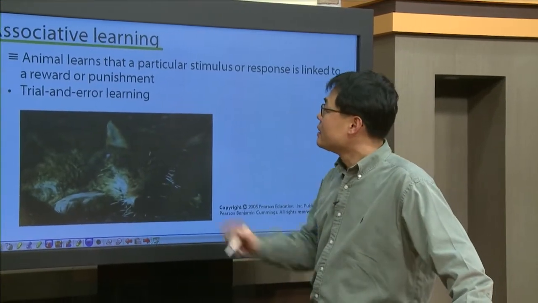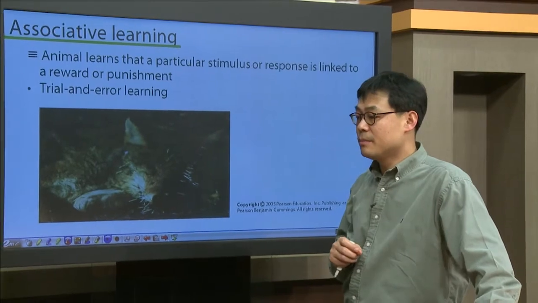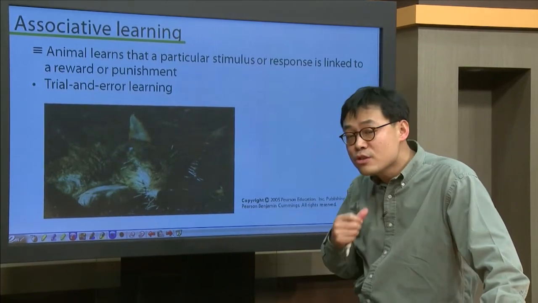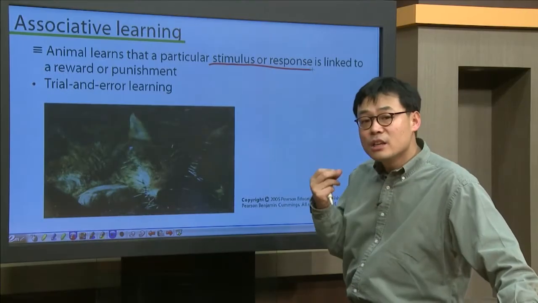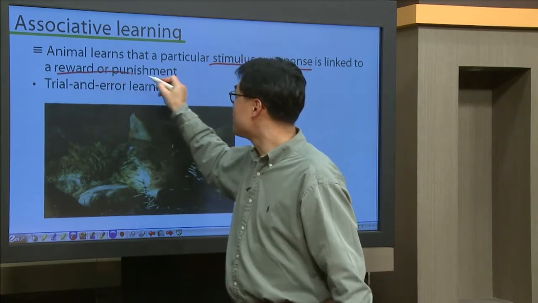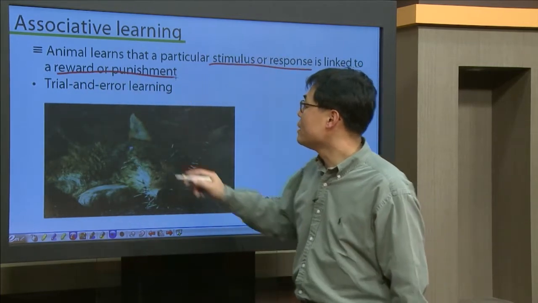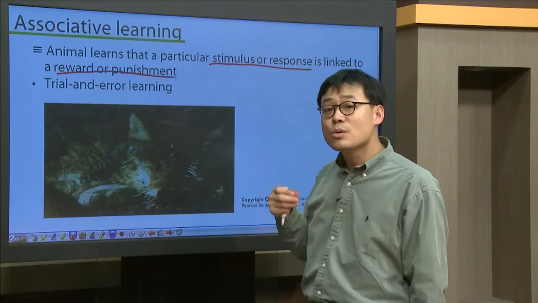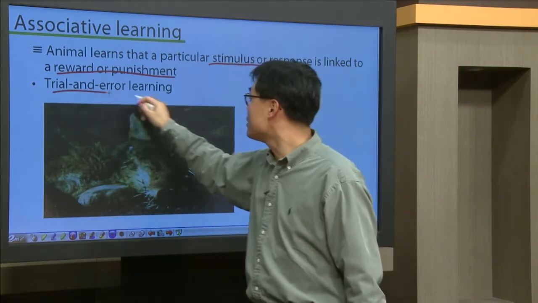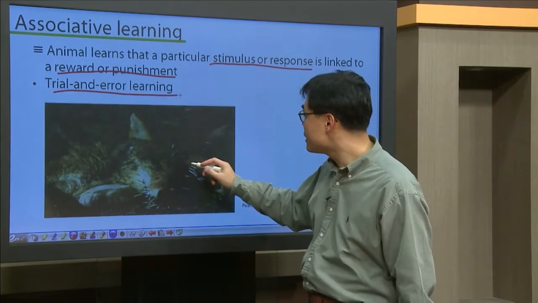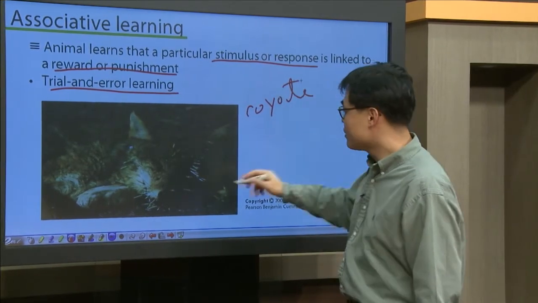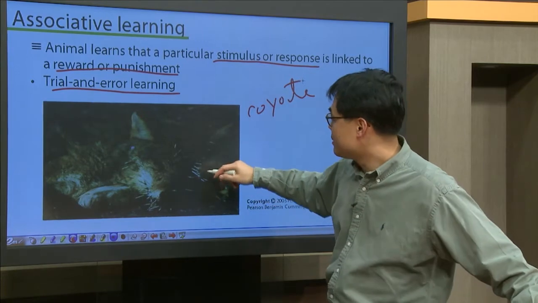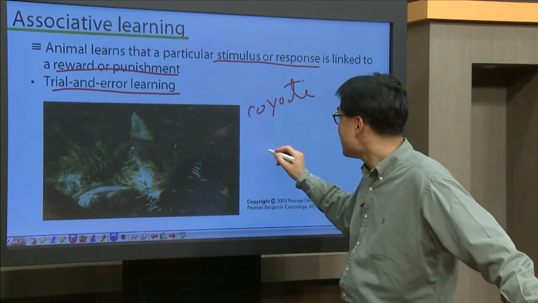Associative learning is a very common method for us humans to learn. Basically, animals learn that a particular stimulus or response is linked to a reward or punishment. And the most common type of associative learning is trial and error learning. Here is the coyote. And you look at it, it's really painful because the spines are all over. Those are the spines of the porcupine.